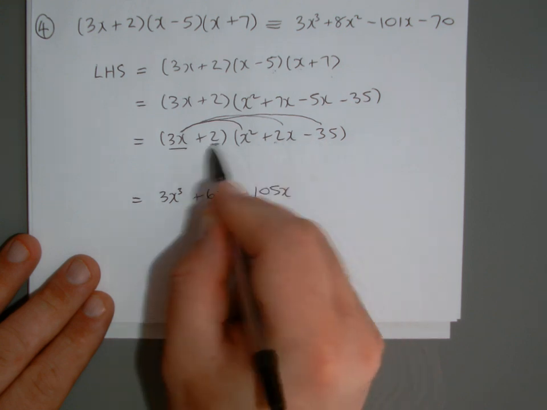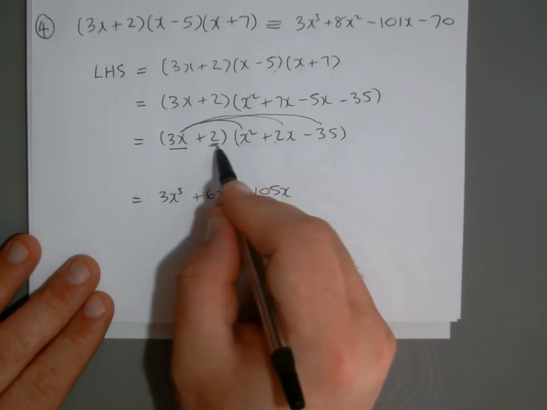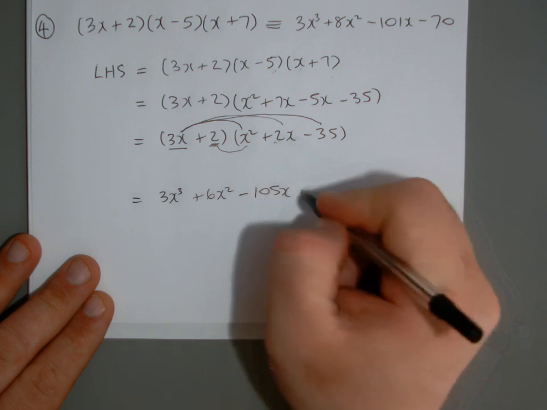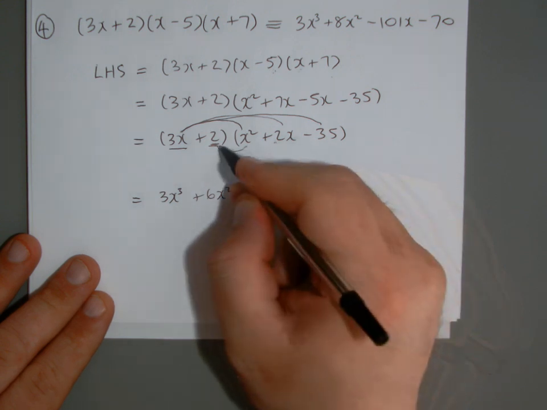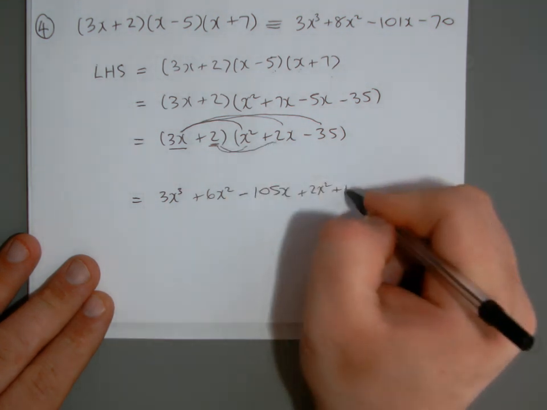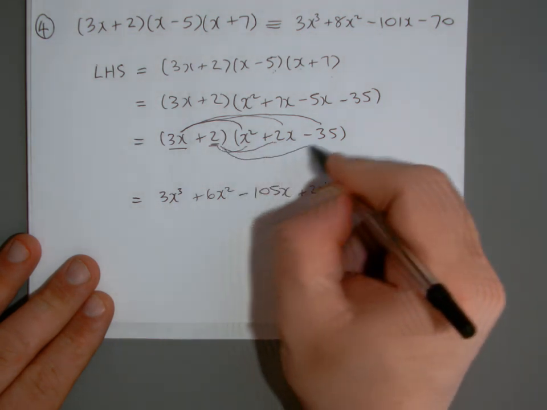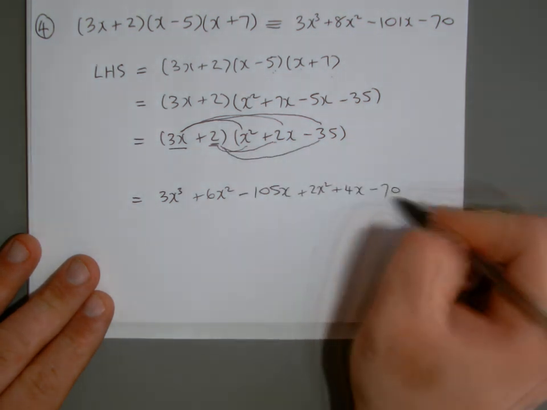Now let's focus on the 2. Let's times everything in here by the 2. So 2 times x squared is 2x squared. 2 times 2x is 4x. And 2 times 35 is 70, so minus 70 there.